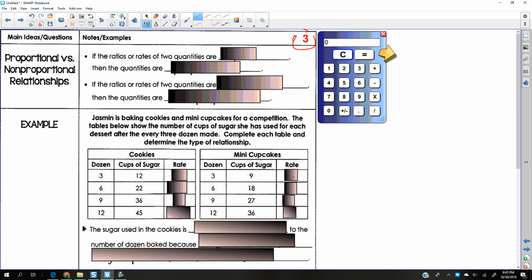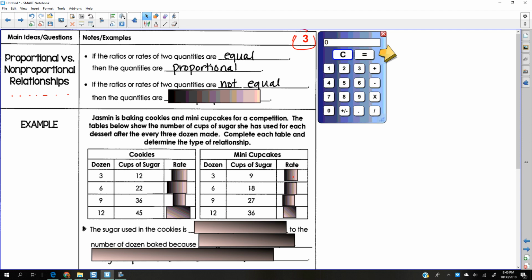All right, here we go. Today we're going to determine if something is proportional or not proportional. In your notes, you learned what a ratio was in the last lesson. So if the ratios or rates of two quantities are equal, then the quantities are said to be proportional. If the ratios or the rates of two quantities are not equal, then the quantities are non-proportional.